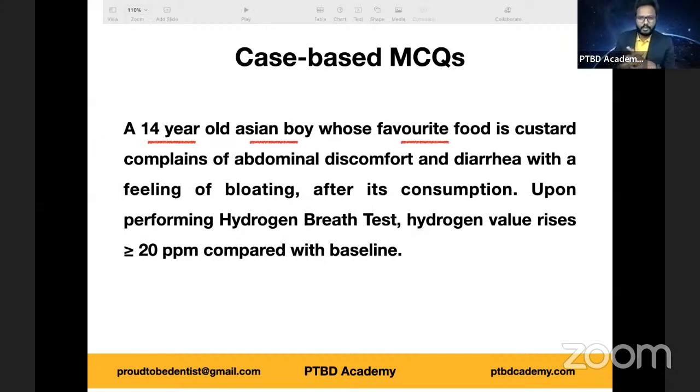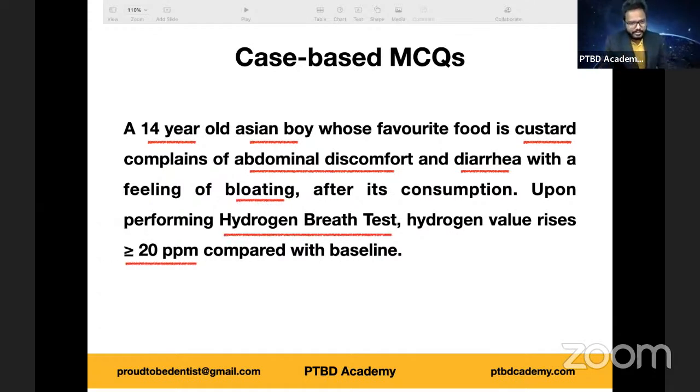The following are some of the hints which are presented to you in order to enable you to answer this question. As I keep on reminding, case-based MCQ is a format of MCQ where instead of asking you the question directly, they'll be giving you several hints. And you can catch on to those hints if you have some background information related to this particular case or context. If you carefully observe, we're talking about the age, the sex, and also the region. We're saying Asian boy. And also you can see that custard has been highlighted.